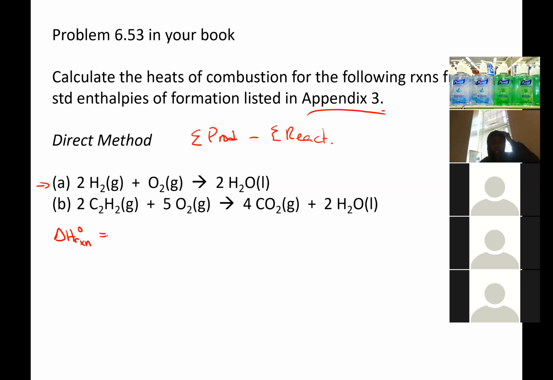Two times the enthalpy of formation for hydrogen gas. Nope. What goes first, Justin? Oh, I was doing it the other way, with the sign backwards. You put the products first. That's right. So 2 times what? The enthalpy value of who? The hydrogen monoxide. Yes. So someone needs to tell me what the value of water is.